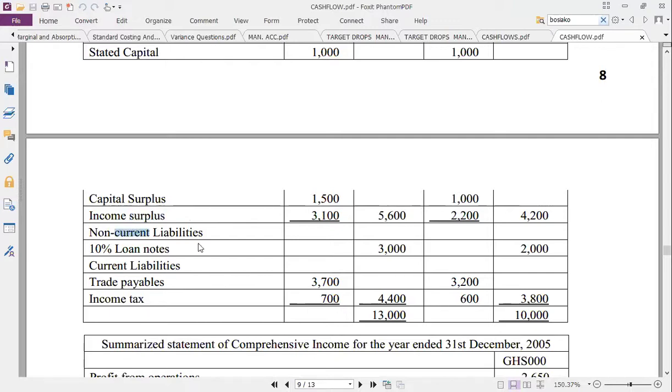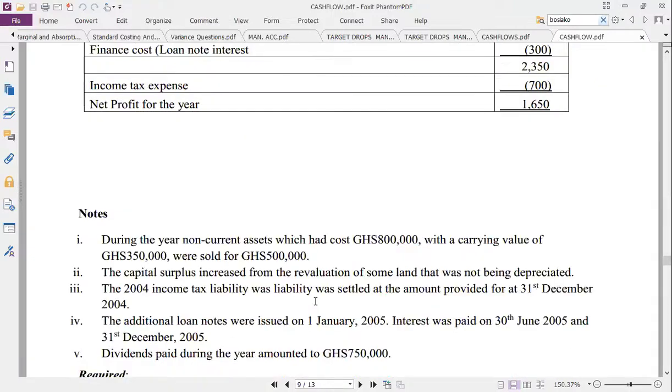Non-current liability, check. It has increased, right? So you go to financing. Current liabilities, trade payable. Now you compare and add it to the changes in working capital. Trade payable has increased by 500, which is an inflow, because money is coming in the form of goods. Income tax, we talk about that, and that's the end of the game. Then you balance it nicely.